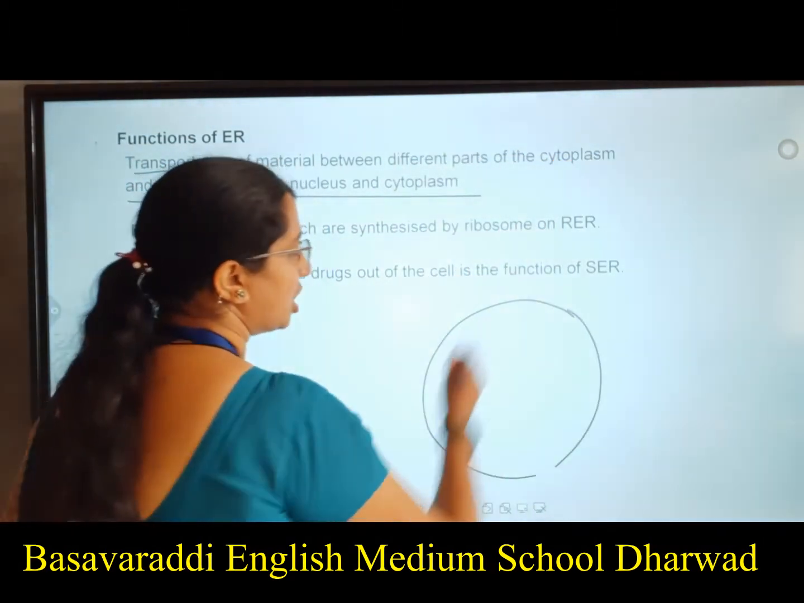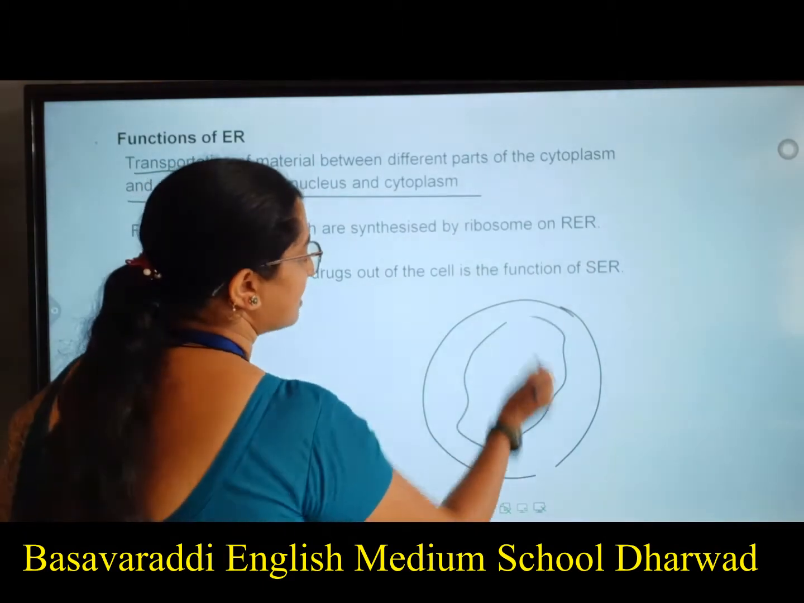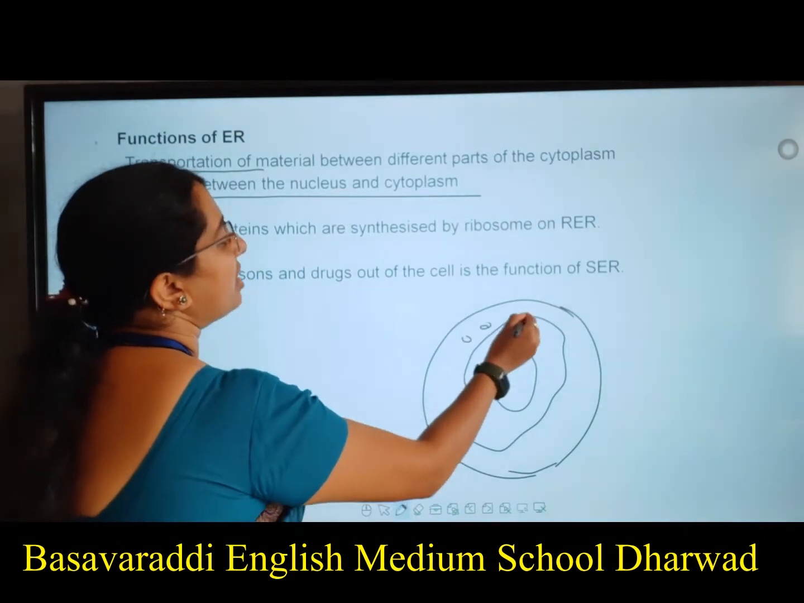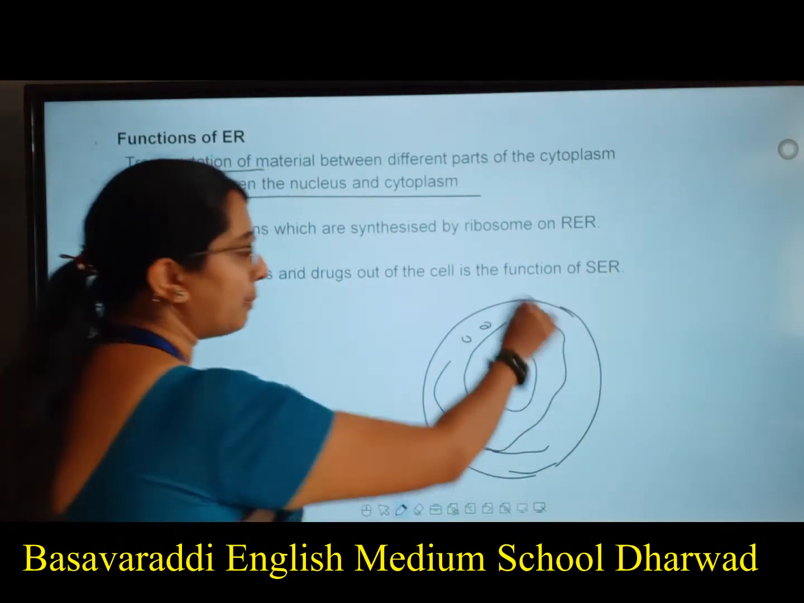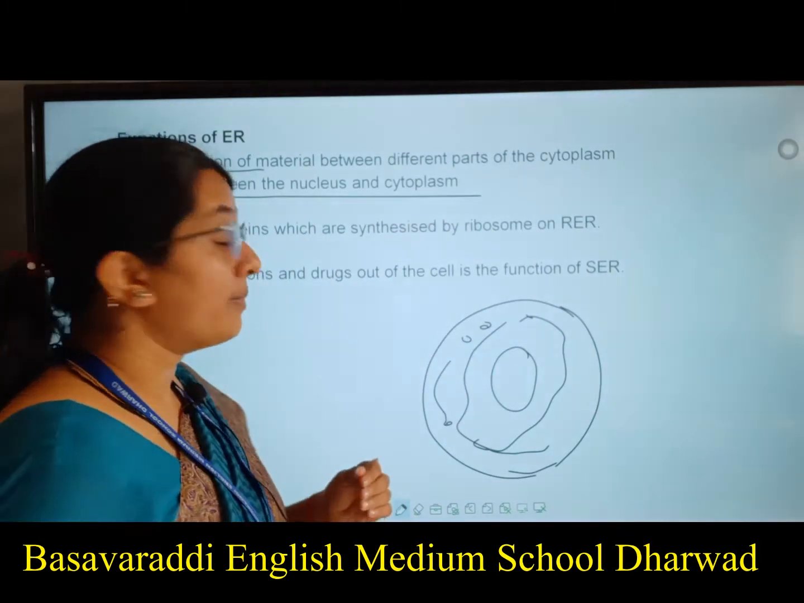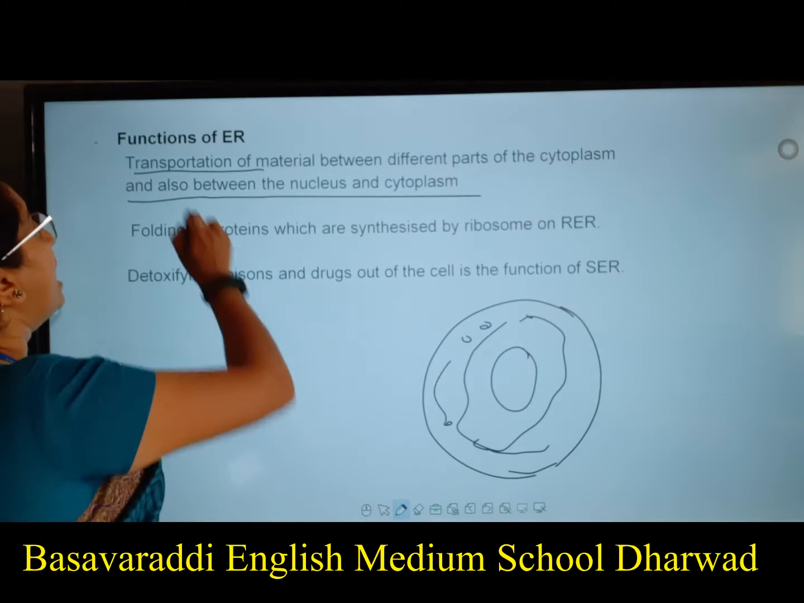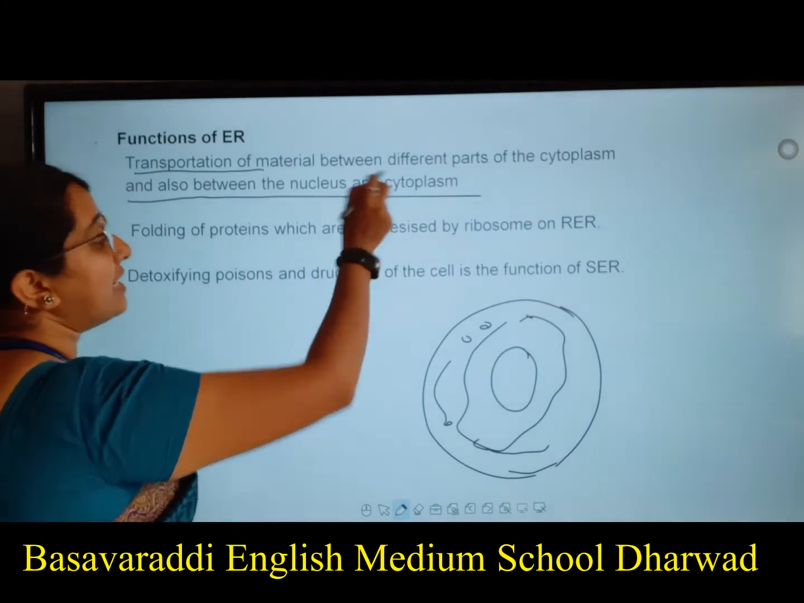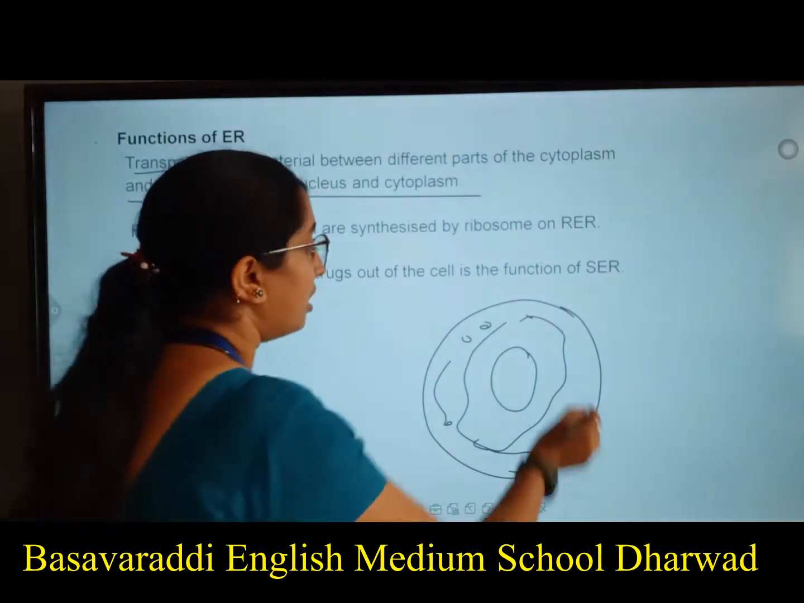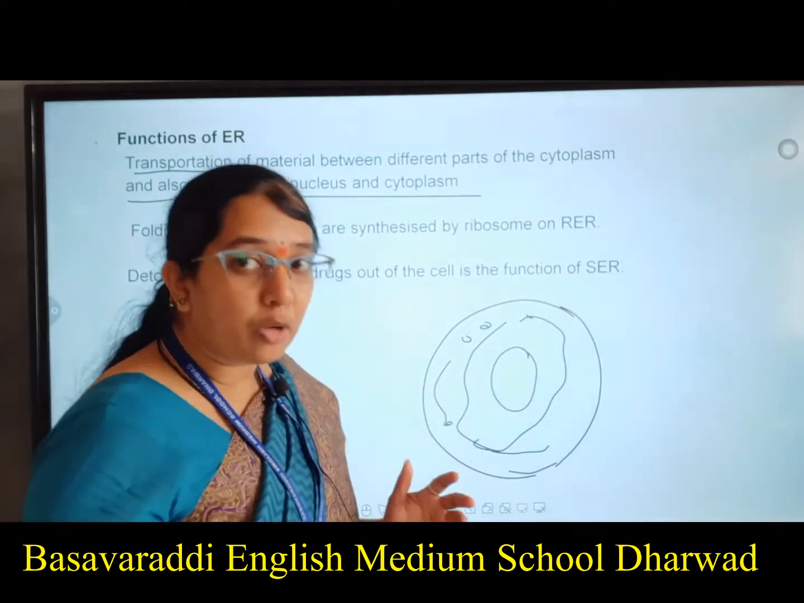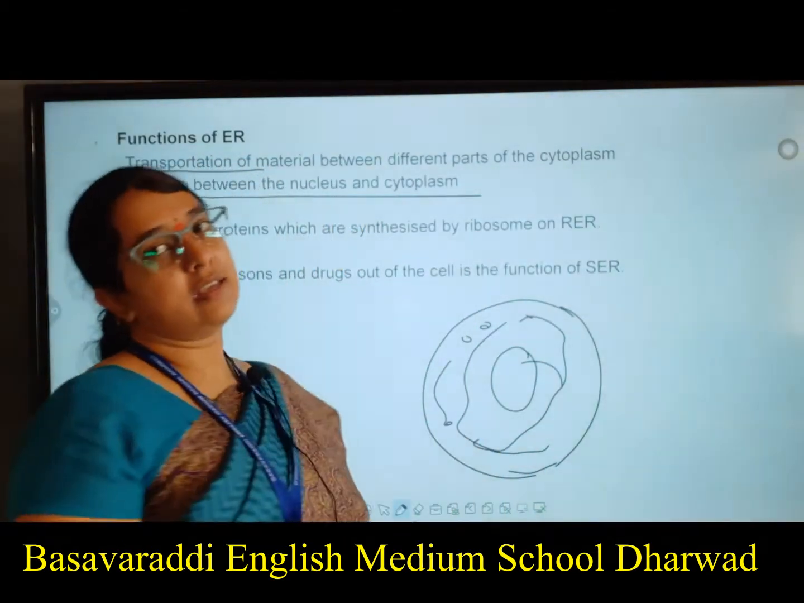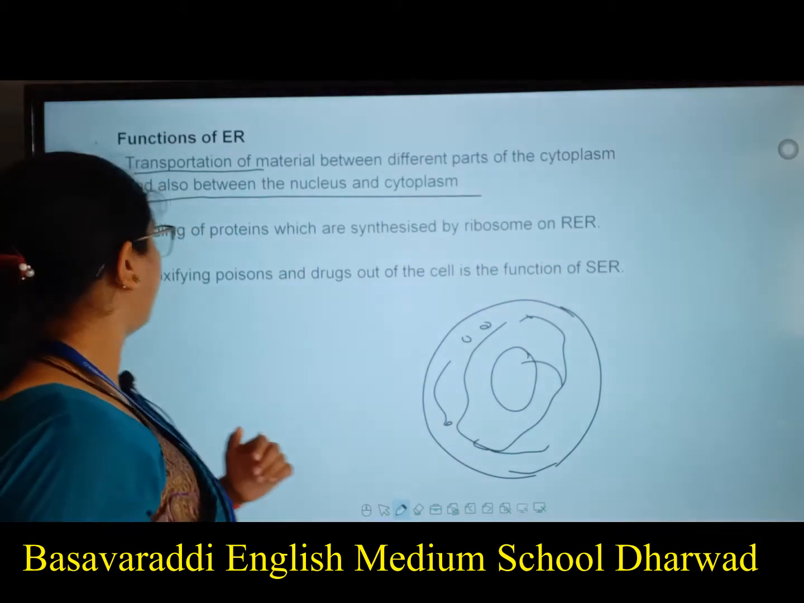If in your cell you have all this cytoplasm, and this is your nucleus, different materials throughout the cytoplasm have to be moved. So this endoplasmic reticulum plays an important role there. Is it only that? No. Also between the nucleus and the cytoplasm. So it acts as a transporting agent not just throughout the cytoplasm but also between the nucleus and the cytoplasm.